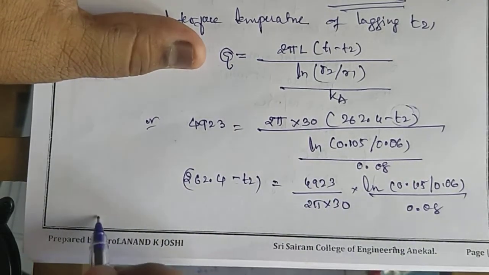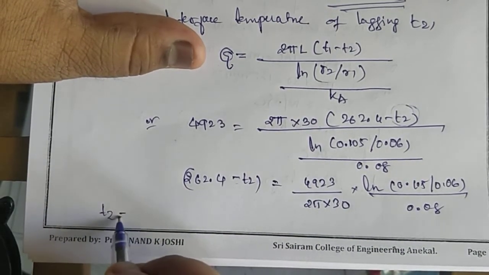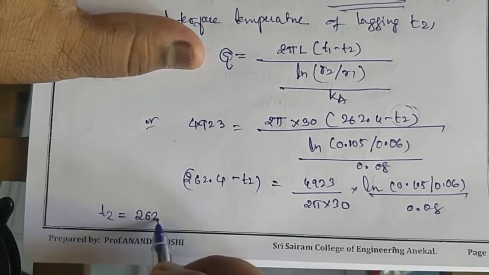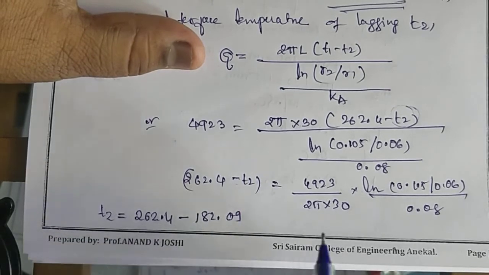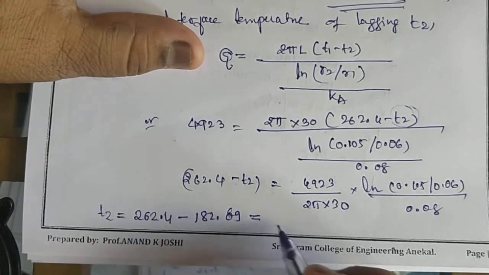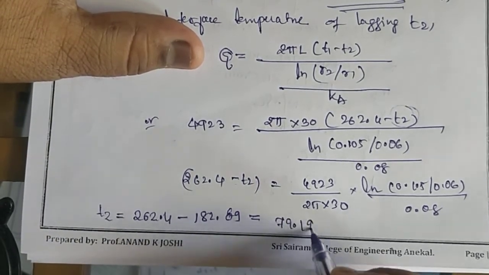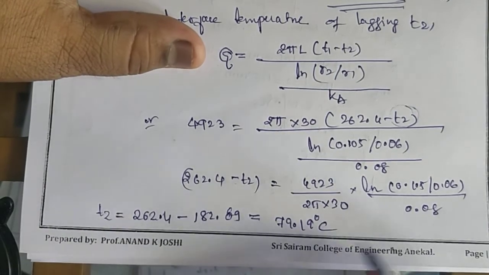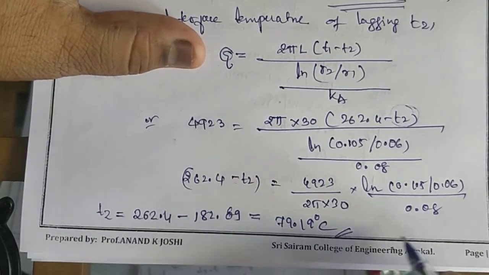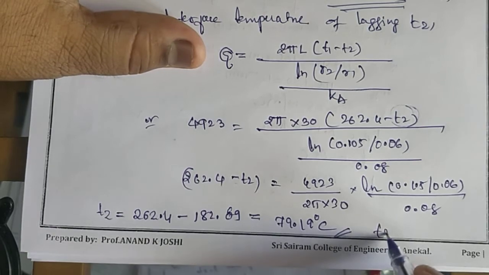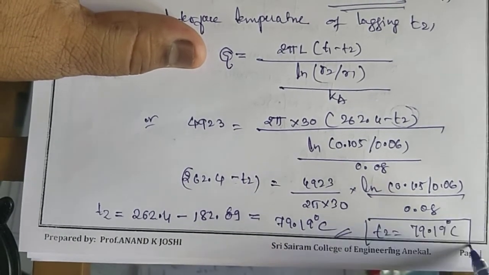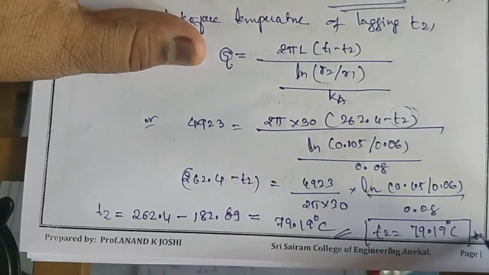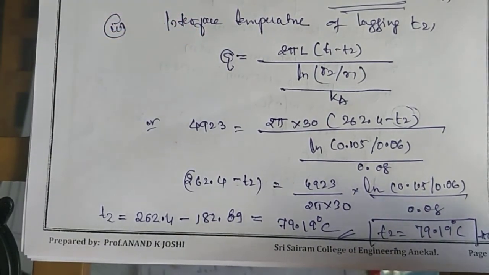So finally, T2 is equal to 262.4 minus 182.0969, which becomes 79.19 degrees centigrade. So this is the interface temperature. It is 79.19 degrees centigrade. So this is the desired answer. Thanks for watching this video.